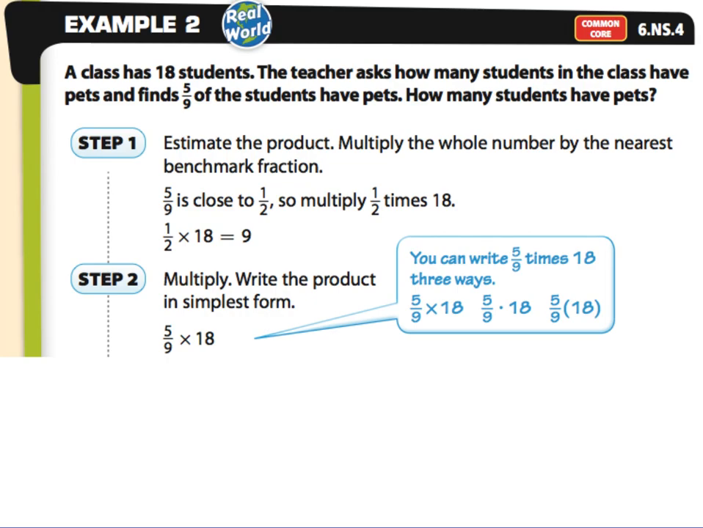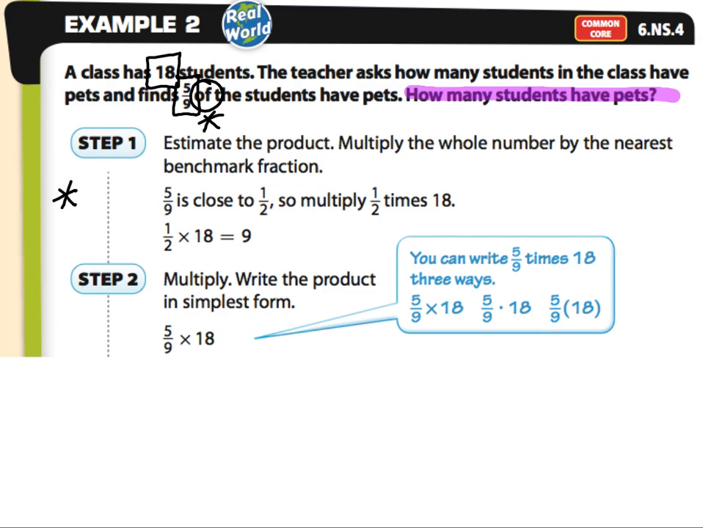All right, so now we have a class of 18 students. And the teacher asks how many students in the class have pets and finds that 5/9 of the students have pets. How many students have pets? Well, of tells us to multiply. Okay? Step 1 tells us how we can check our answer.